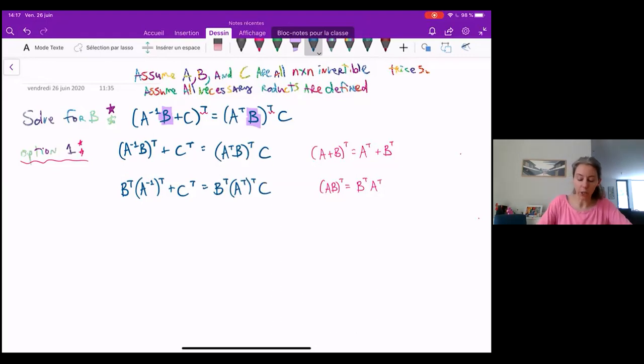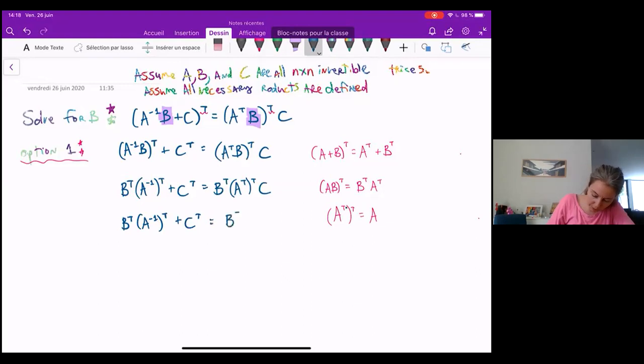Now the next thing that we need to know is that (A transpose) transpose is equal to A. So that's another property of the transpose that we have seen. Basically, what this is saying is when we transpose something, I take the rows and I make them columns. Well, if I transpose again, I'm taking those columns and making them back rows. So of course I get back to where I started. So we'll use that to get B transpose (A inverse) transpose plus C transpose is equal to B transpose A C. Okay, so now I have B transpose instead of B.